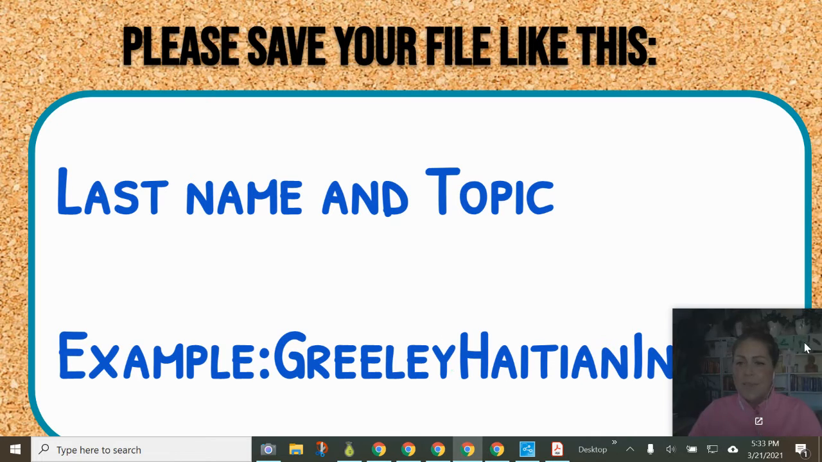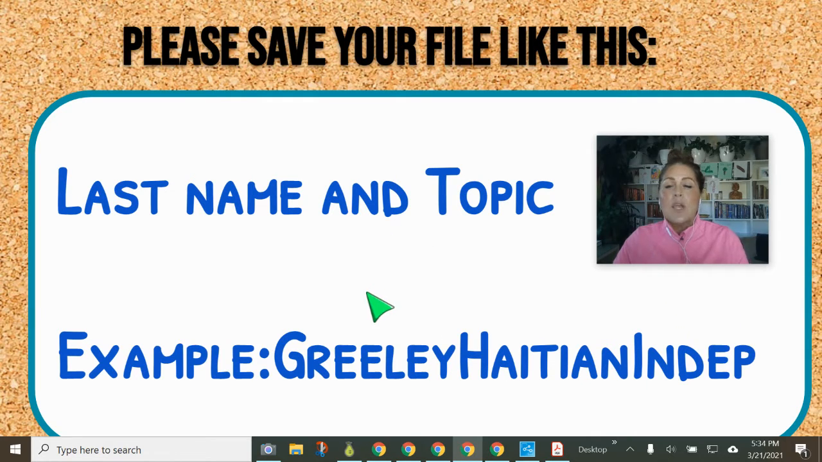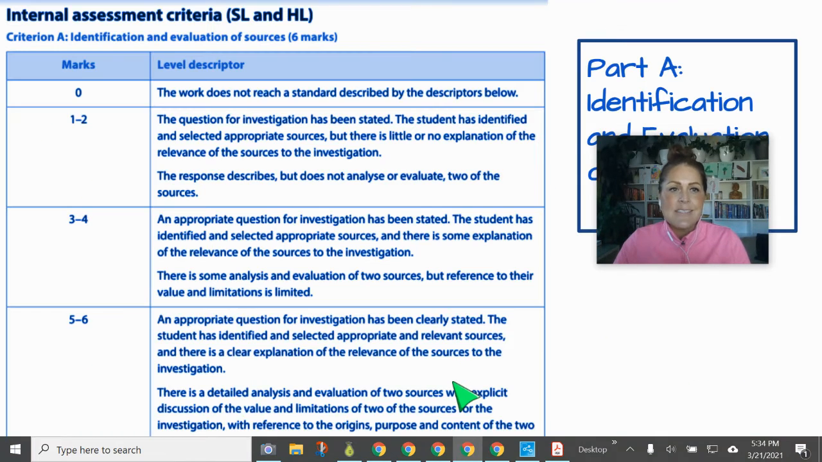Oh, one more thing. This is a little bit out of order. How do you save your file? Please make sure when you guys submit it on turnitin.com, it's going to be saved like this. Last name and topic. So let's pretend I did Haitian independence. So mine would be Greeley, Haitian independence, okay? Or if you did Greeley and American Civil War, or Greeley and Simon Bolivar, okay? Whatever your topic was. All right, back to this.